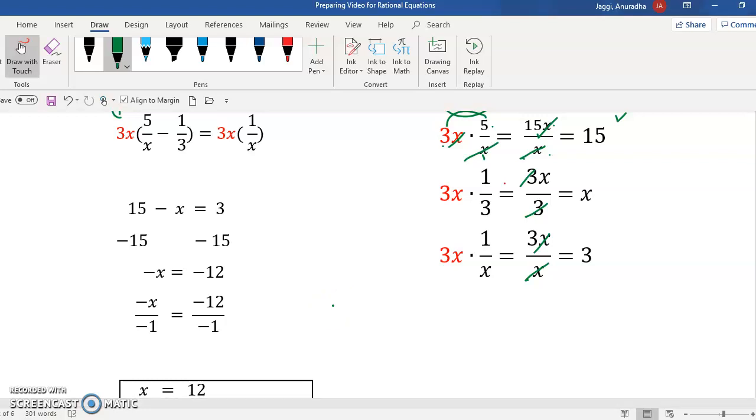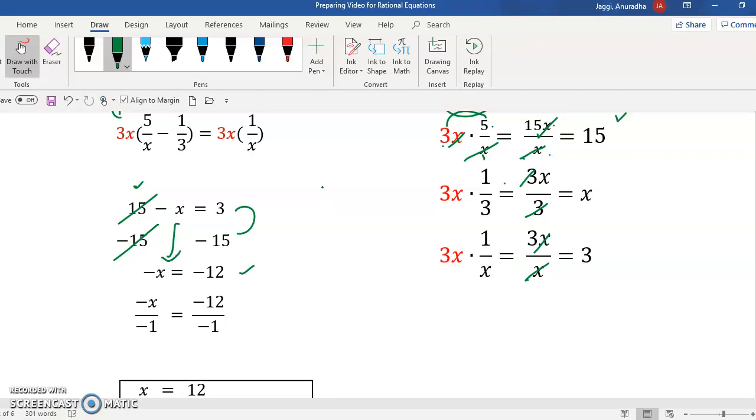So now look at the term which is added or subtracted to the x term, which is 15. It's a positive 15. To get rid of that, inverse operation, subtract 15 from both sides, and your 15 gets cancelled with a negative 15. And here when you do 3 minus 15, it's a negative 12. And x comes down as a negative x.